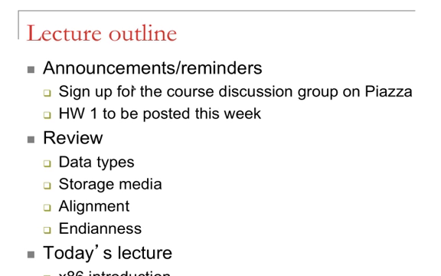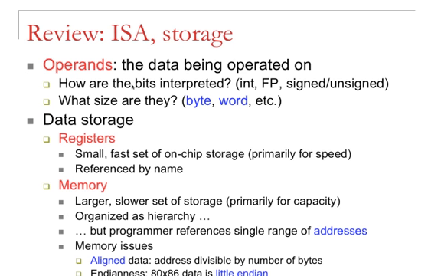We talked about, in the last class, data types, storage media, data alignment, and endianness. And today we're going to first review operands a little bit. The data being operated on, that's what we call operands. And how are the bits interpreted? It could be integer, floating point, signed or unsigned numbers, and they could be byte, word, double word, etc.